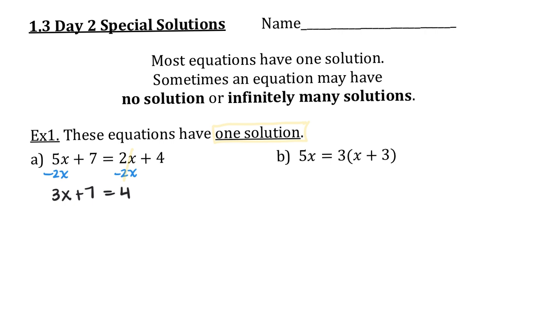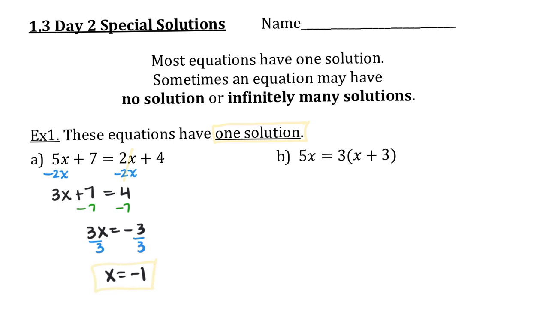Now it's a normal two-step equation, so I'm going to go ahead and cancel the 7. Four minus 7 is negative 3. Okay, so I get x equals negative 1. I got one solution. That solution is negative 1. It's the only solution that will work.